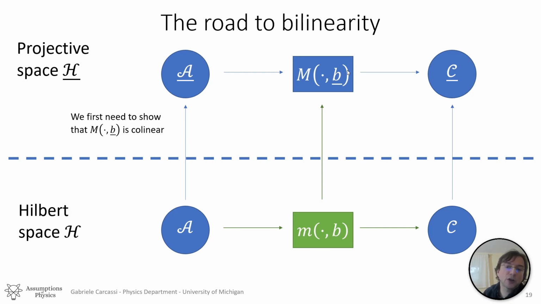So we first need to show that M is collinear, and then when we show that M is collinear, we can take advantage of the fundamental theorem of projective geometry that tells us that if this is collinear, we can go back and find a corresponding linear transformation.